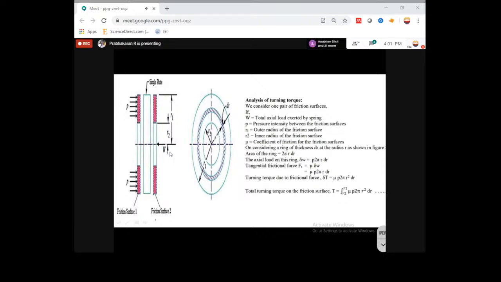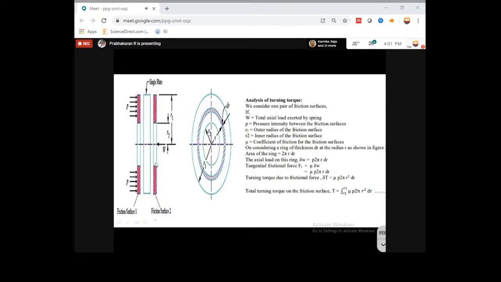Okay, next I'm going to consider my applied load. We know the load equals pressure into area. Pressure P into area 2 pi r dr. So this is pressure into area, our force. Whenever we apply forces, definitely some friction is created, so I'm going to consider the frictional effect here. So force is equal to mu into del W, where W is the axial load. So mu into P into 2 pi r dr. So finally, this is our force.